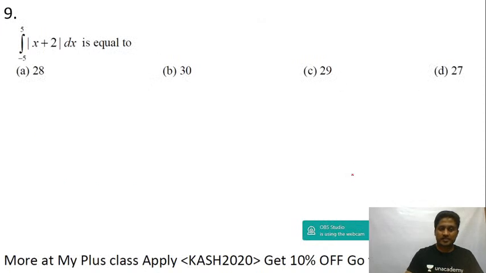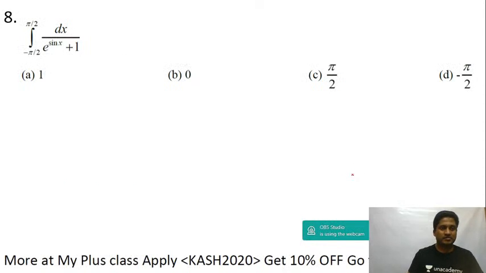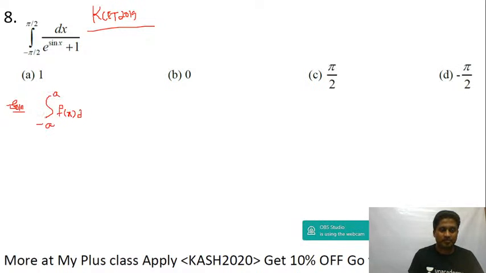Let's move to the next question, guys. Okay, a 2019 question. In fact, this was asked in JEE Main as well. This is a KCET 2019 question. Minus pi by 2 to plus pi by 2, dx upon e power cos x plus sin x. If it is neither even nor odd, I repeat myself, it should be neither even nor odd, then the integral from minus a to plus a of f of x dx will be equal to the integral from 0 to a of f of x plus f of minus x, then close the bracket and then dx.